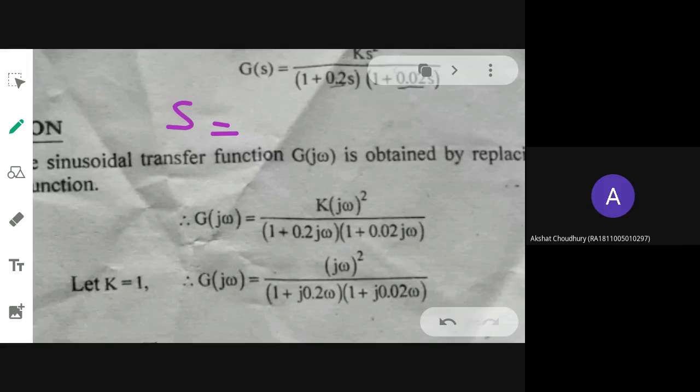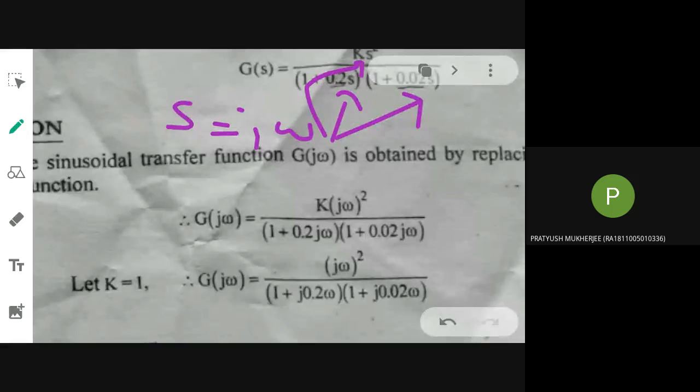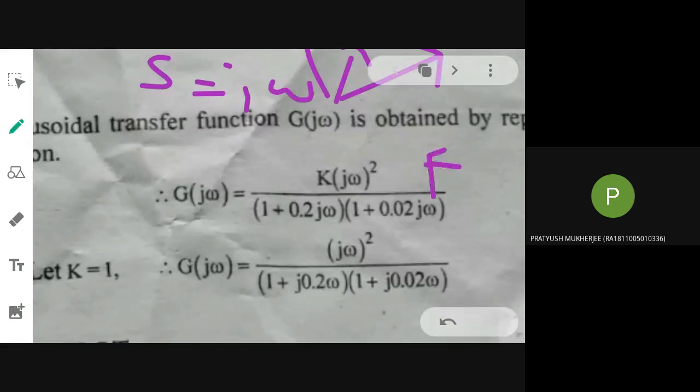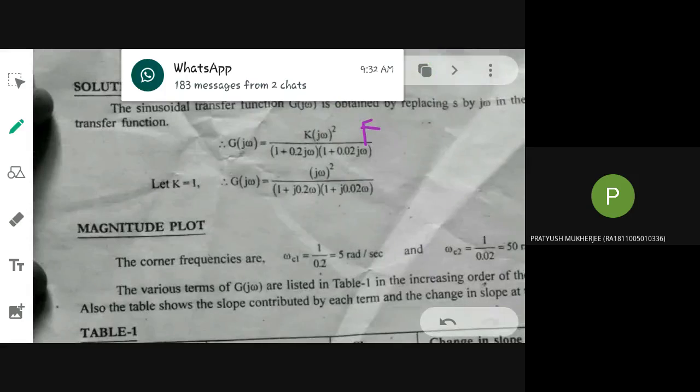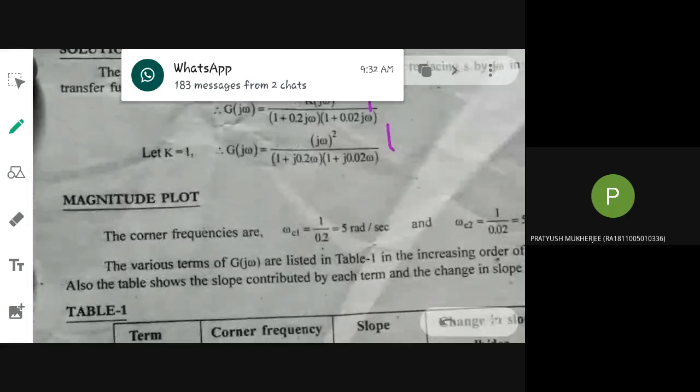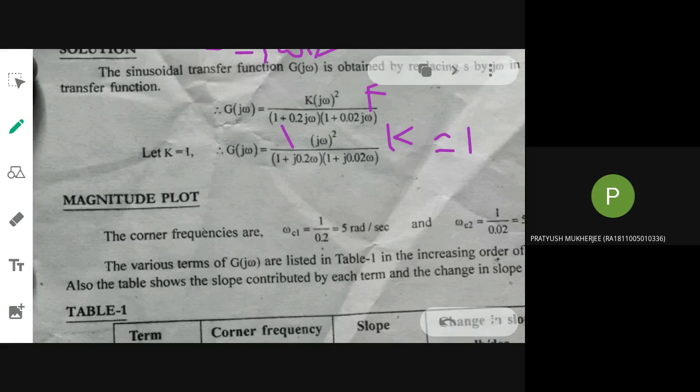Okay. Next, after identifying the factors, you have to substitute s is equal to what value? j omega. Okay, every place where you are having s, you need to substitute s is equal to j omega. So if you do that, the transfer function will be rewritten like this. Then next thing is, initially you have to assume K is equal to 1. Okay, initially you need to assume K is equal to 1. So they have assumed 1 here.